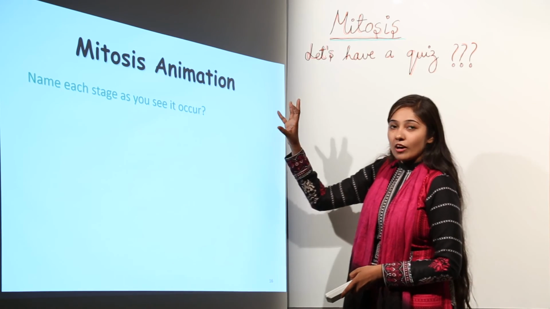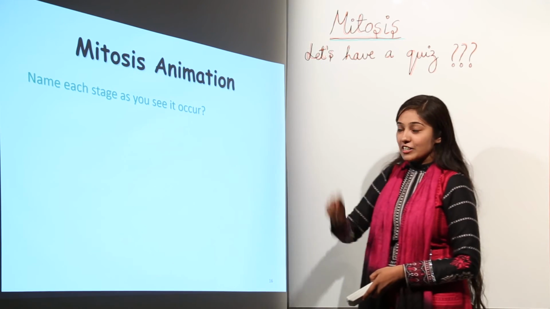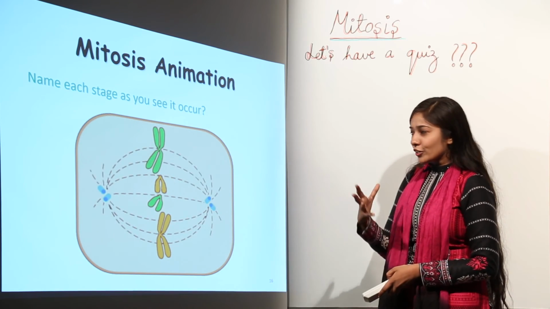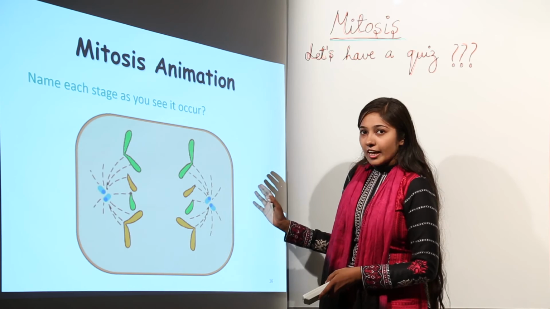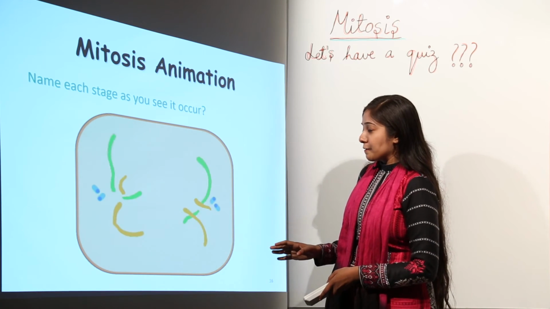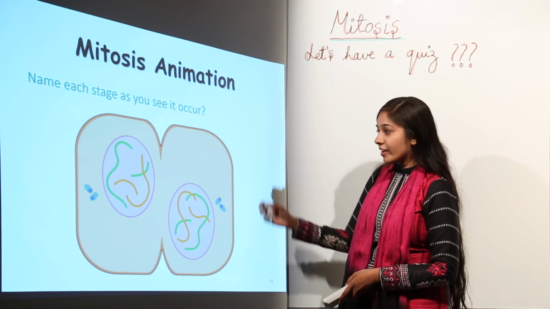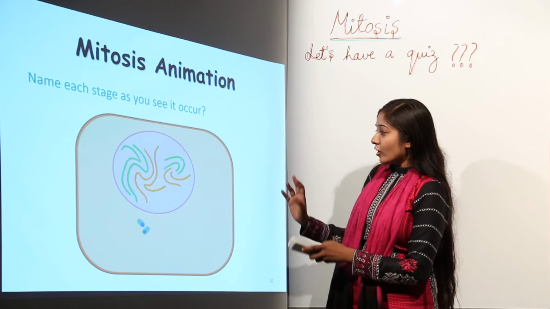So now you'll see one animation of mitosis and name each stage as you see it. So this is an activity for you. I know you all know this very well. See, what is this stage? Obviously telophase. Then this is cytokinesis. Now we have two daughter cells.